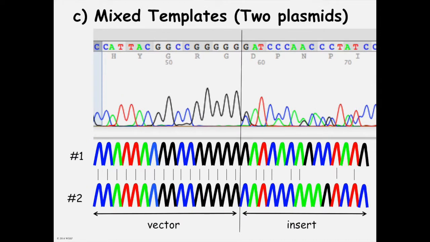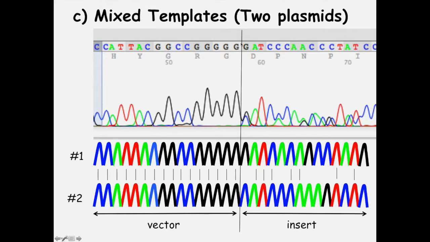Now, what happens if it's a mixed template? If it's a mixed template, usually you can't tell in the beginning of the sequence, because every single sample that's sent out has the vector in it. And the vector should be identical. So if you picked more than one colony, or you contaminated your samples during the procedures, where you have more than one DNA sequence, or more than one plasmid, when we sequence the DNA, it will begin the same, so you will not see any problems.